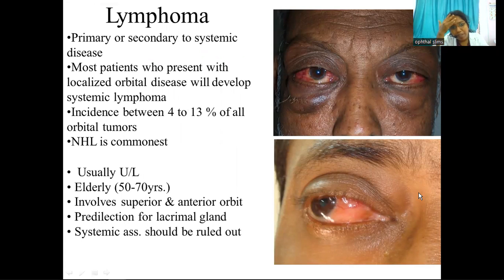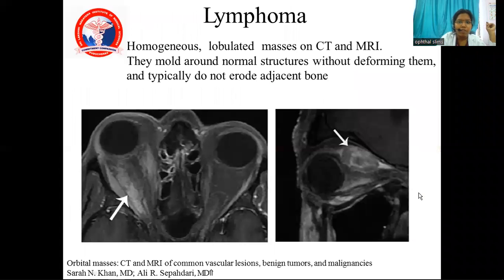Lymphoma, primary or secondary to systemic disease. Most patients presenting with localized orbital disease will develop systemic lymphoma. Incidence is between 4 to 13% of all orbital tumors. Non-Hodgkin's lymphoma is the commonest. It is usually unilateral, and the age group will be the elderly, 50 to 70 years. It involves the superior and anterior orbit, with predilection for lacrimal glands. Systemic association of lymphoma should be ruled out.